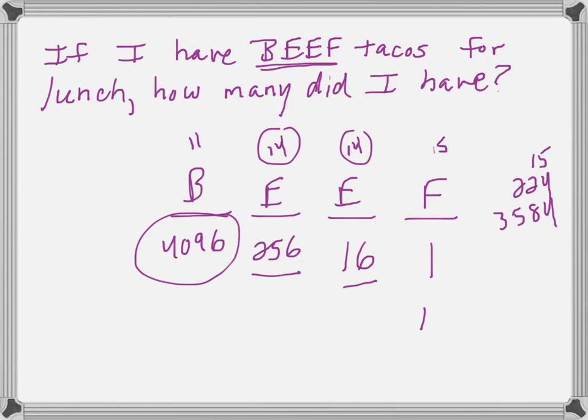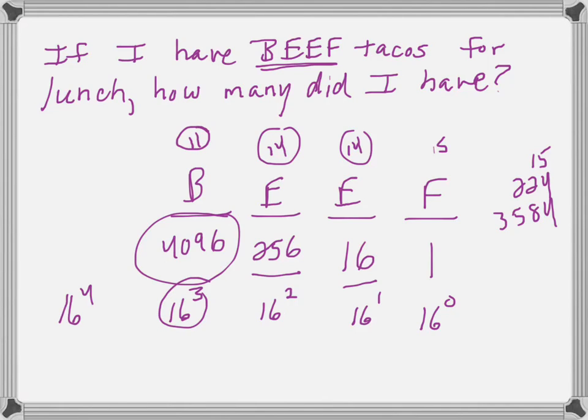Remember, these are all base 16, right? 16 to the 0, 16 to the first, 16 squared, 16 to the third. 16 to the 0 is 1. 16 to the first is 16. 16 squared is 256. 16 to the third is 4,096. 16 to the fourth would be some really big number. I don't know what it is. I don't know how far up we need to go.